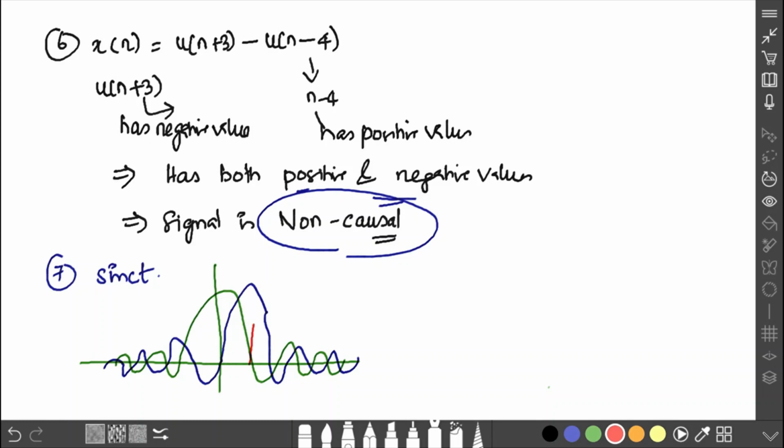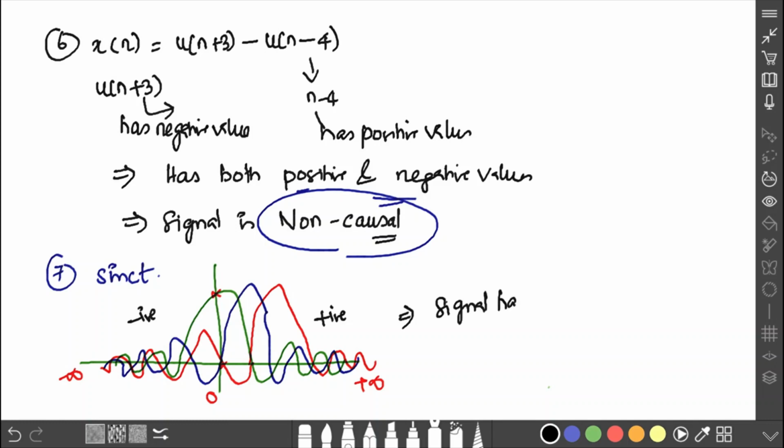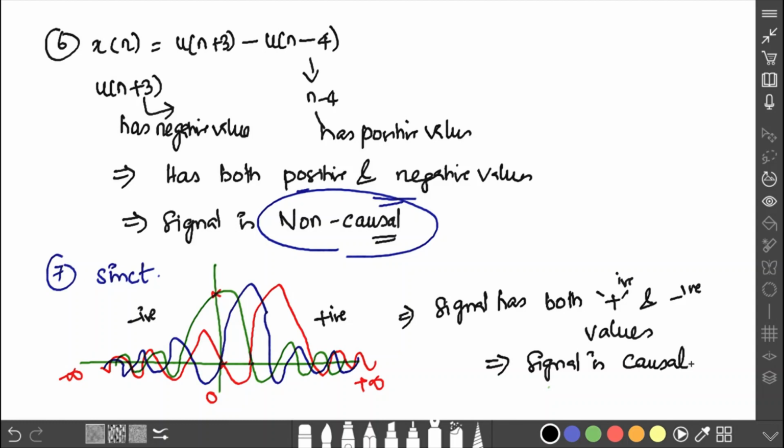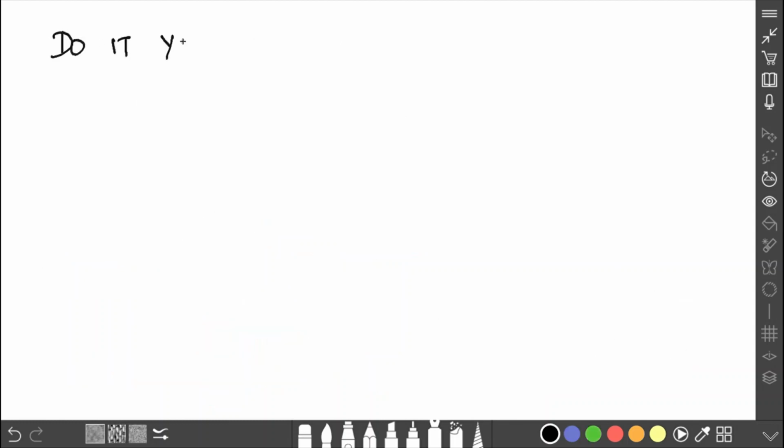I have shown this in green, blue and red color, where you could see here the peak of one signal will be the 0 of the next signal. In that way the maximum signal is contained in this big signal value, and from the figure itself it has both positive and negative values. Since the signal contains both positive and negative values, we can conclude that the signal is a non-causal signal.